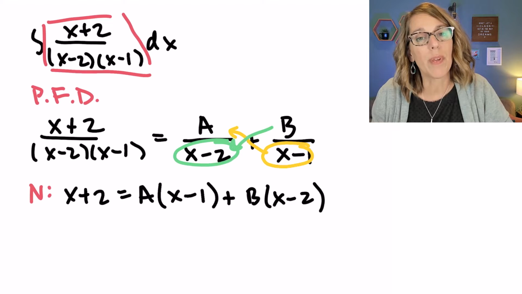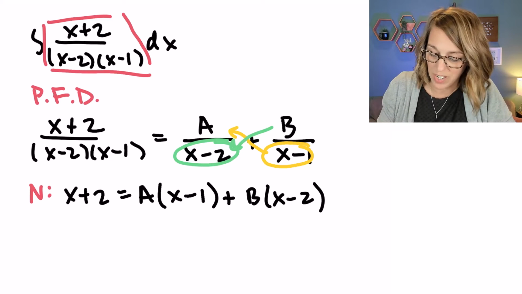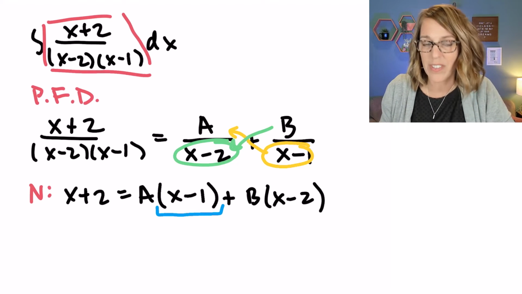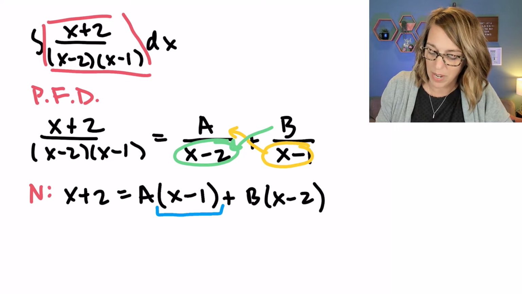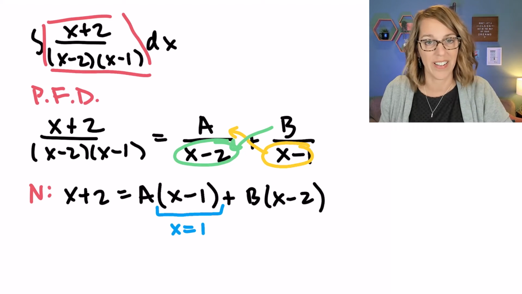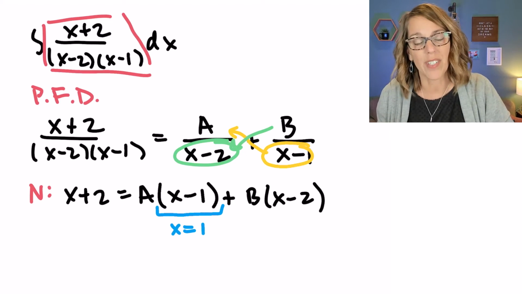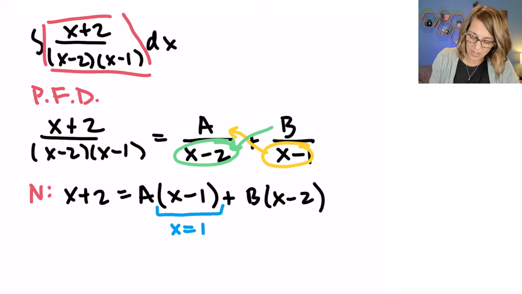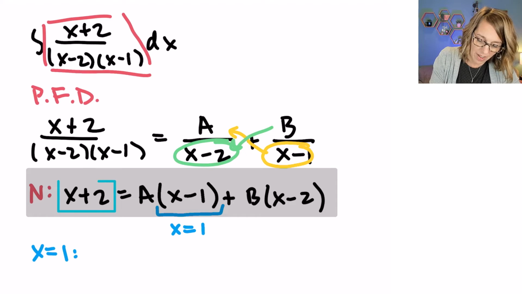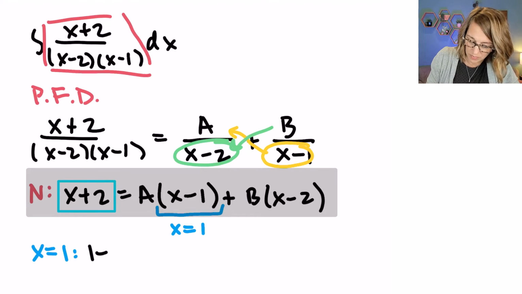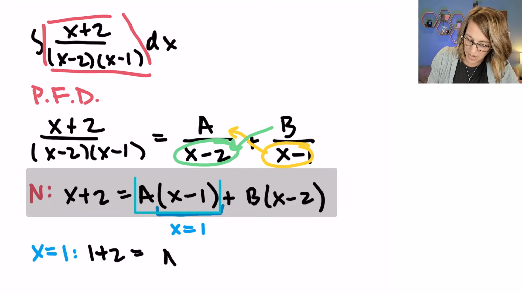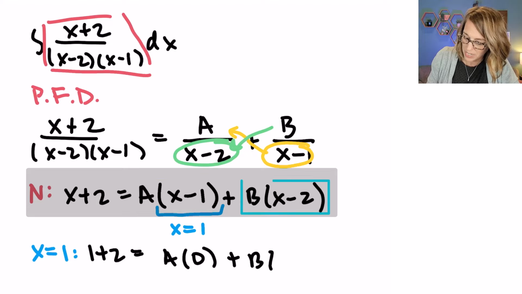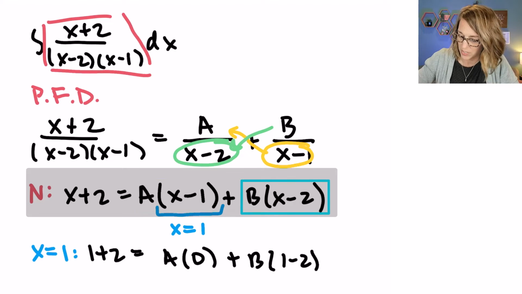On this one, I can use my method of zeroing out, and I'm going to start by zeroing out this factor x minus 1 by letting x equal 1. And then I'm going to go back and do something similar with a 2. Let's go ahead and start with that x equals 1. So when x is equal to 1, we have 1 plus 2 is equal to a times 1 minus 1, which is 0, plus b times 1 minus 2.